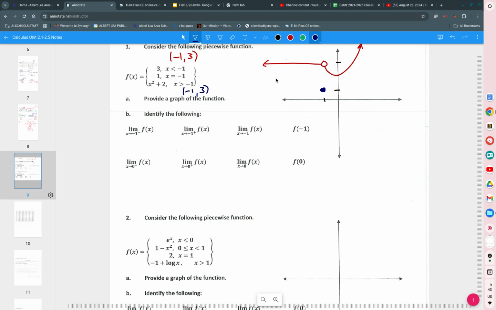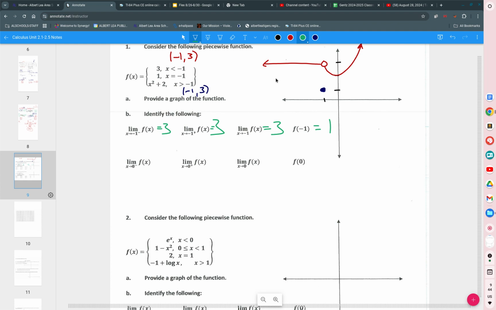Over 20 more seconds, we'll go over those limits. Okay, x approaches -1 from the left, you should have a value of 3. From the right, you should have a value of 3. Therefore, the limit does exist. It is equal to 3. But if you actually evaluate the function at -1, it's not 3. The function value is just 1.